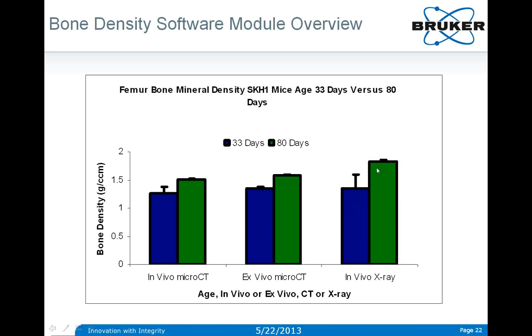These values correspond very nicely. Younger mice have a lower bone density value, and the older mice have a higher bone density value.